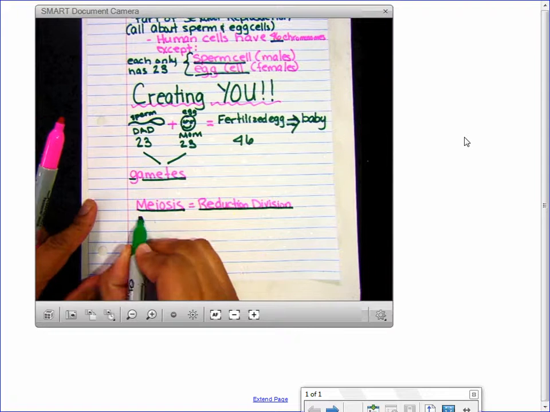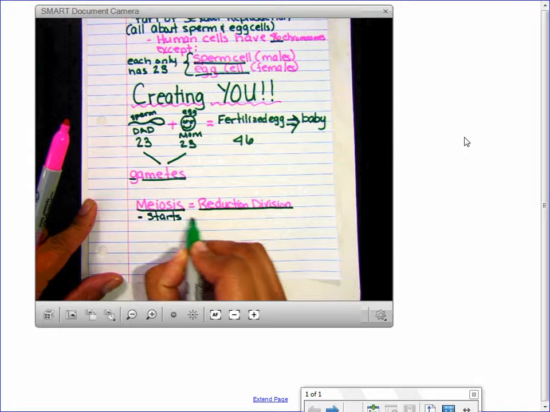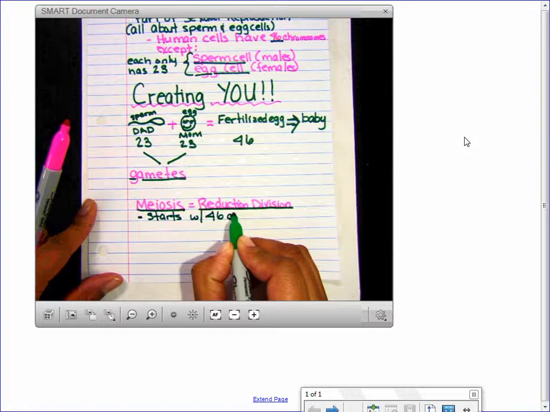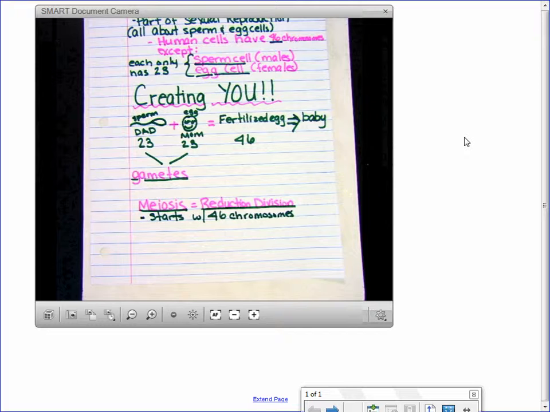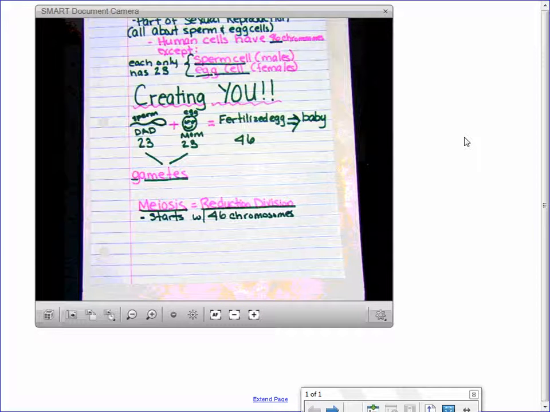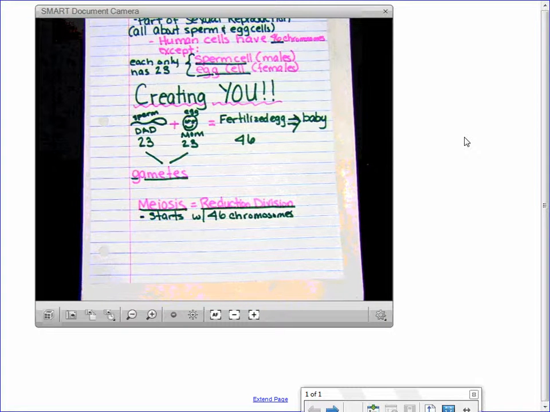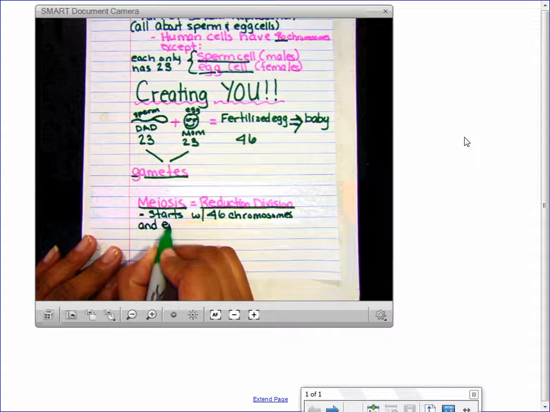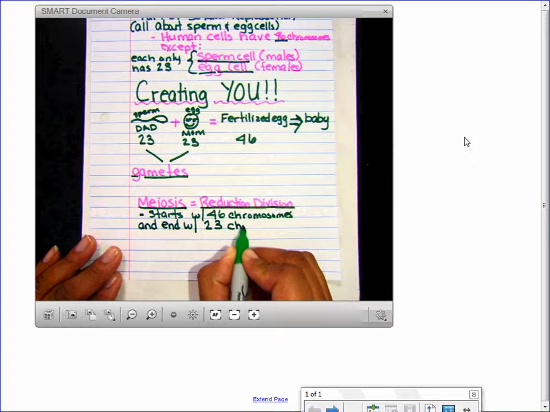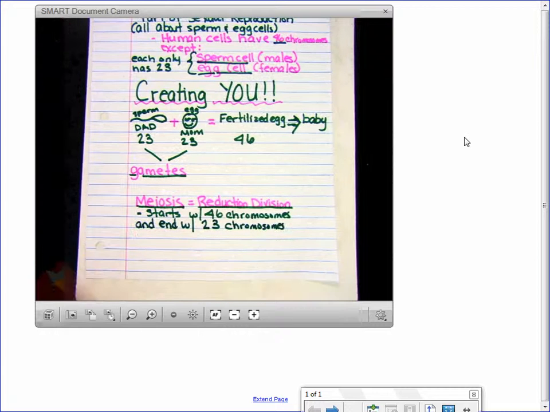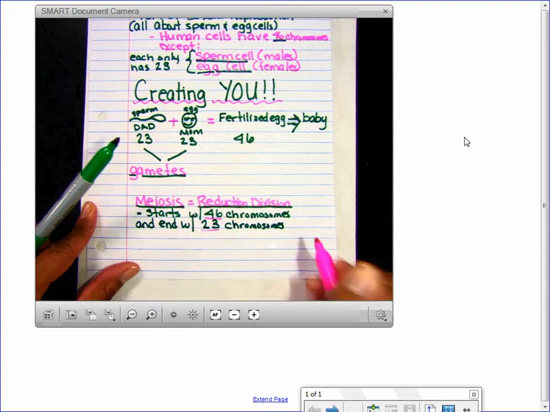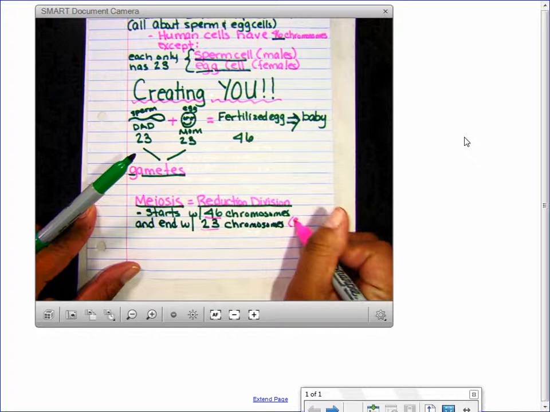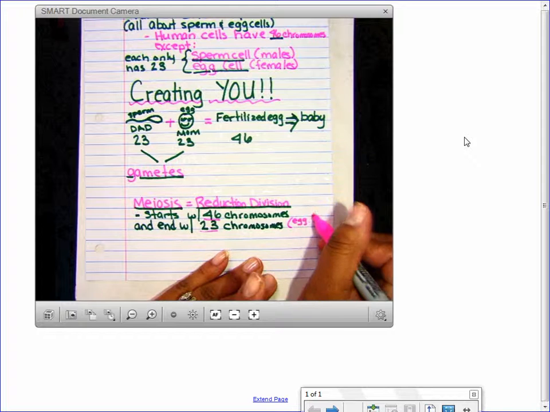And just to go over that concept again, it starts with 46 chromosomes. Because remember, we all have cells that divide for growth, repair, and replace. But then we create these specialized cells, and we all create these specialized cells. Male and female create these specialized sperm or egg cells, and those specialized cells are not 46 chromosomes. They end with 23 chromosomes, which would be again the egg or the sperm.